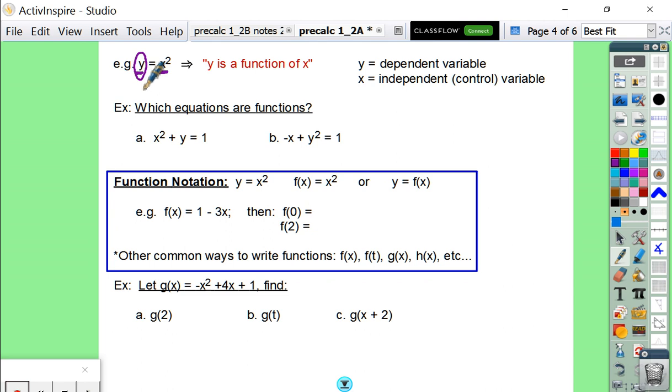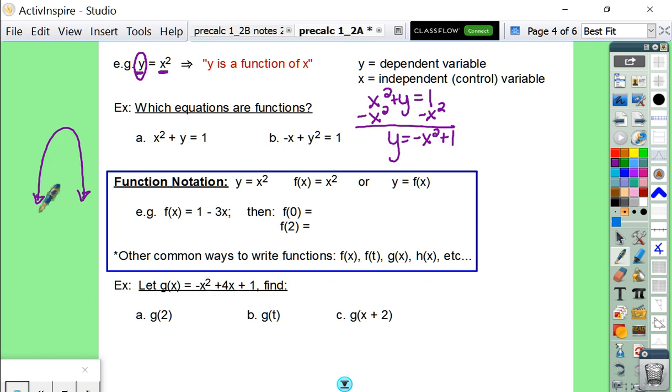Well, we could graph it, or we can look at it and see if I put in something, will I end up with two outputs? So here, if I solve my very first equation, x squared plus y equals 1, for y, we get y equals negative x squared plus 1. And if I were to graph this, it would look like this. If I do that whole vertical line idea, it looks like every single spot I'd only have one output. So this means that it is a function.